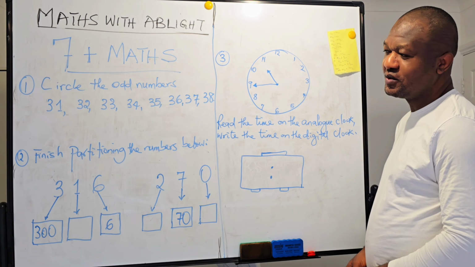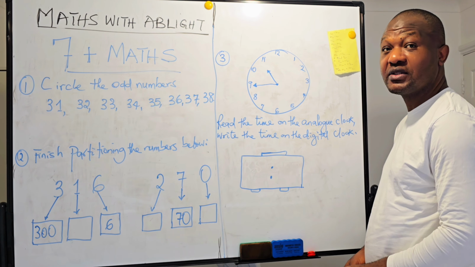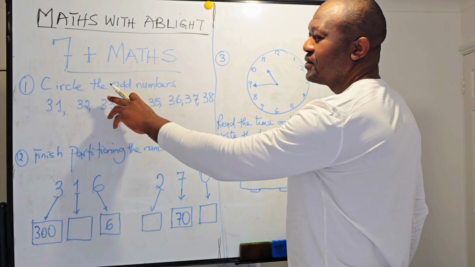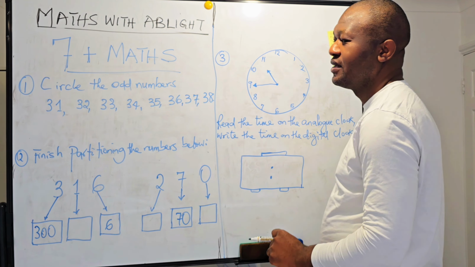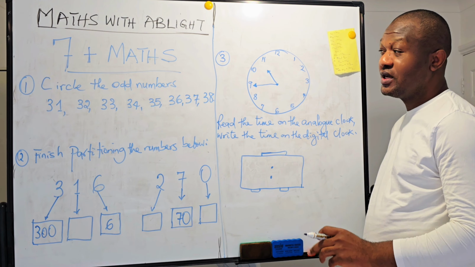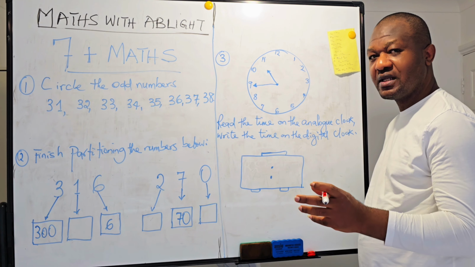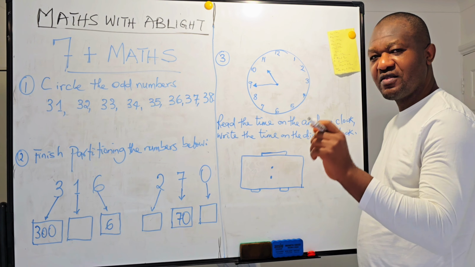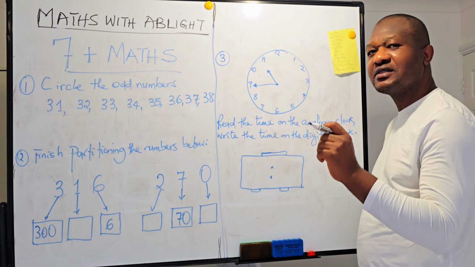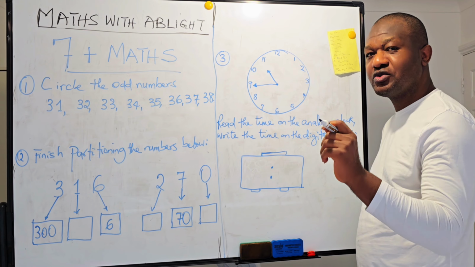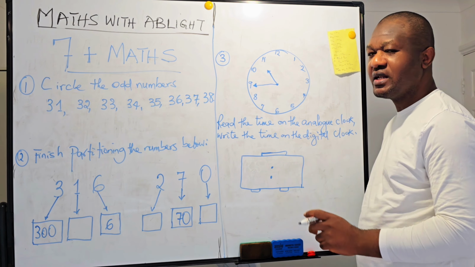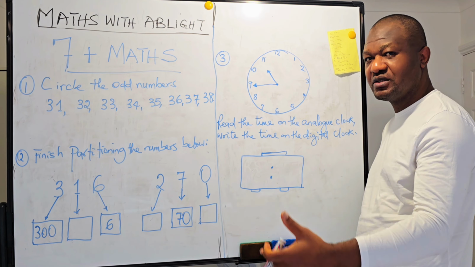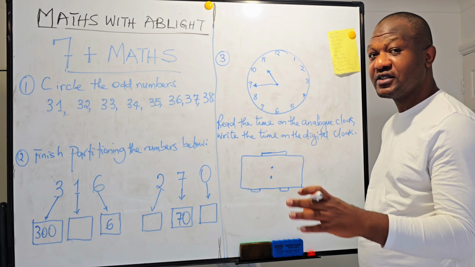In this edition, we'll be solving three questions that are placed before us. The first one says, circle the odd numbers. The first thing you've got to do is to try to understand what an odd number is. An odd number is that number that is not divisible by 2 without a remainder. An even number is the opposite. It is divisible by 2 and then there is no remainder.